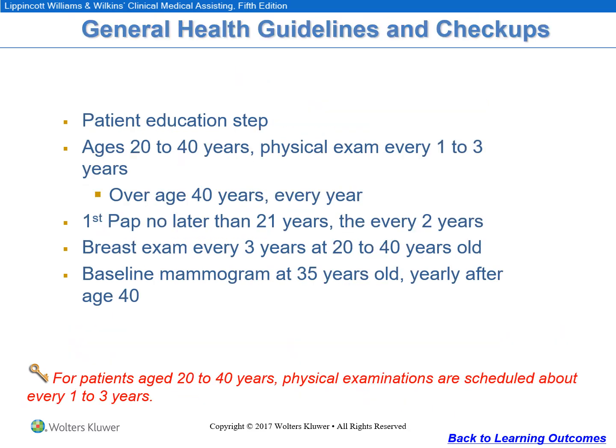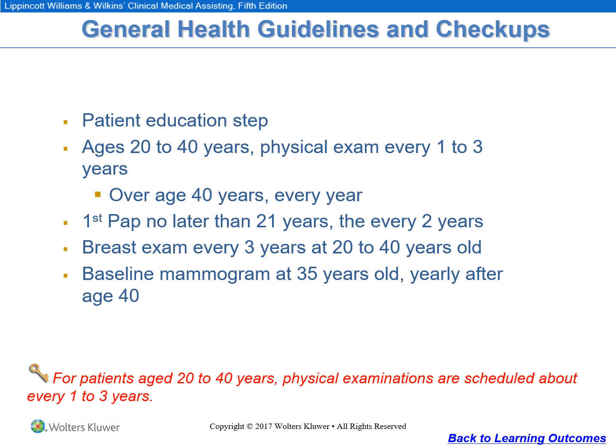Some general health guidelines. I think your book has more, and please be sure to review this. There are basic things that do come up on the national exam. You should have a physical exam every 1 to 3 years. Now, the Pap smear really depends on the provider. Some will go every 2 years. If you have a history, every year. Some will say every 3 years. So it really just depends.